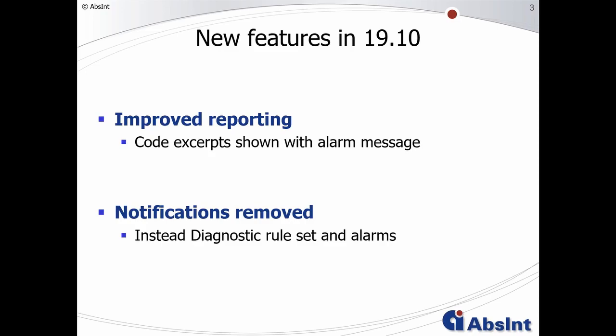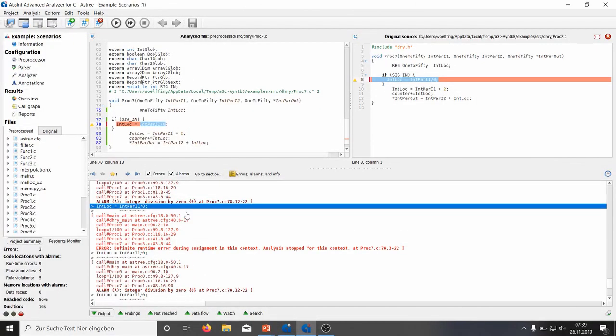Let's get back to the slides to tell you that we improved the alarm reporting. Now you can not only see the alarm information in the output view that leads you to the alarm location, but you also see the code excerpt in which the problem occurs directly below the alarm. I also prepared an example analysis to give you a better overview of the feature.